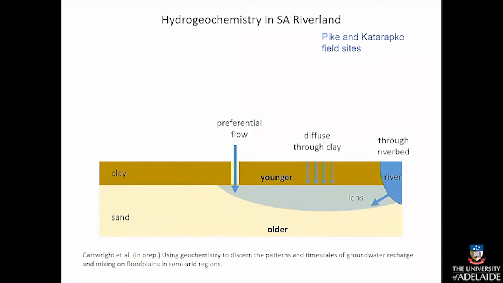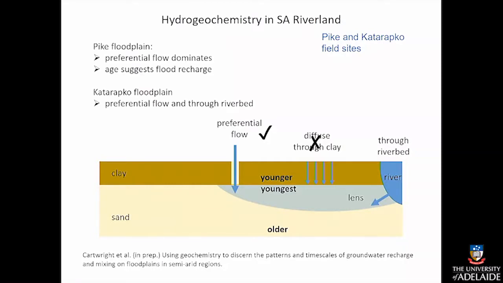That doesn't help. But one thing he did find was that the youngest groundwater was in this layer just below the clay. And that strongly suggests that what we have is a situation where we've got preferential flow coming through during floods and then spreading laterally. So it's coming through these cracks in the clay or sandy units and then spreading laterally. This was a particularly strong pattern at the Pike floodplain. It also means that the diffuse rainfall recharge is probably kind of limited.